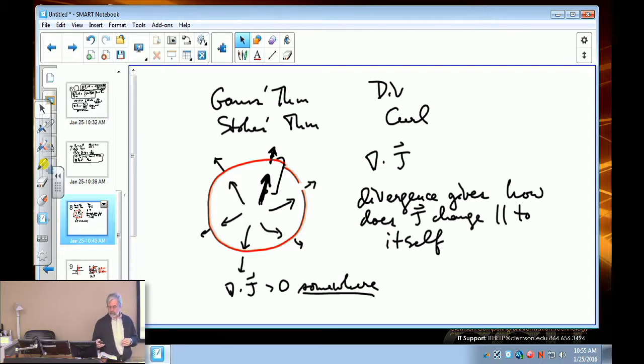Well, that's loud, isn't it? Okay. So the divergence being zero, there's no net flow in or out. Positive means it's flowing outward. Negative means flowing inward. But the divergence is defined by shrink-wrapping to a point.